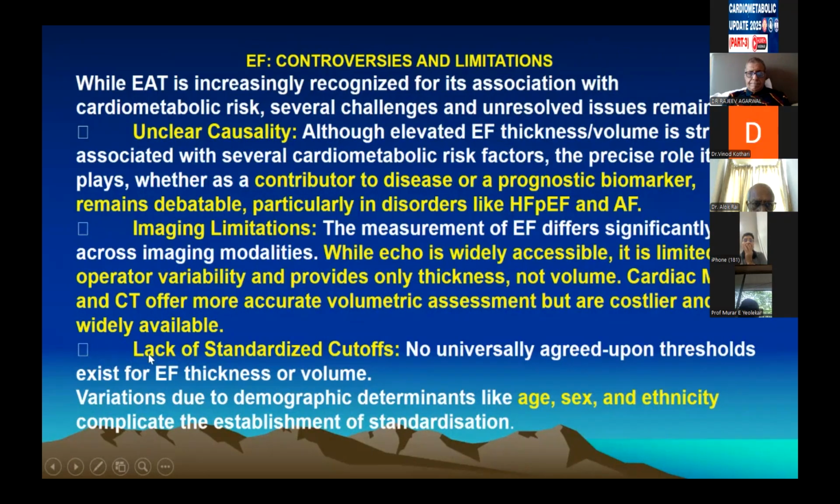There is also one other thing. There's a lack of standardized cutoffs. We do not know whether there are variations in epicardial fat thickness in relation to age, sex, and ethnicity. Especially, we don't know whether we can use 7 millimeters in Asian Indian patients as compared to the other ethnic groups.